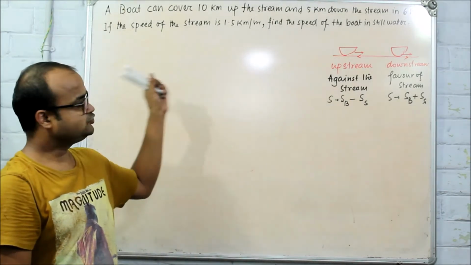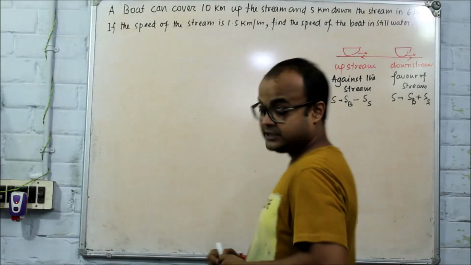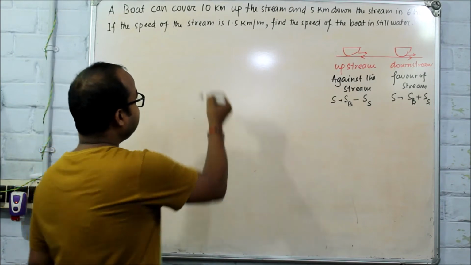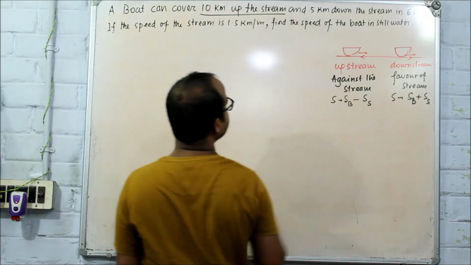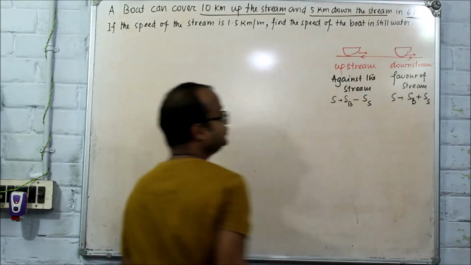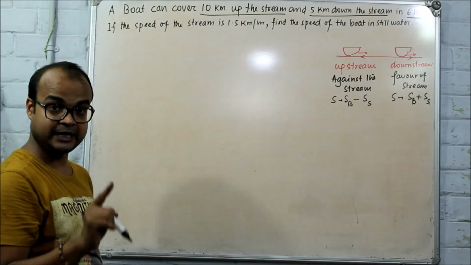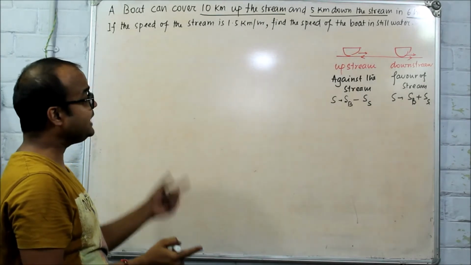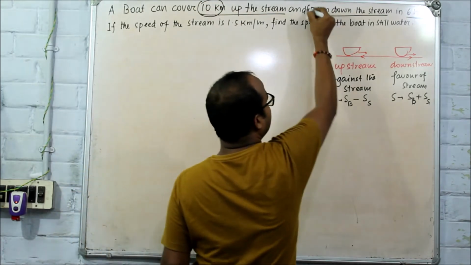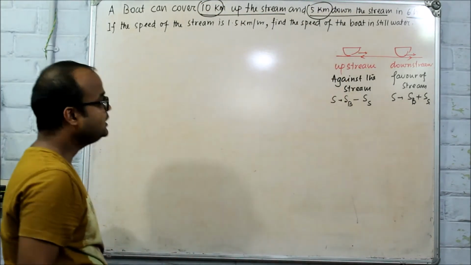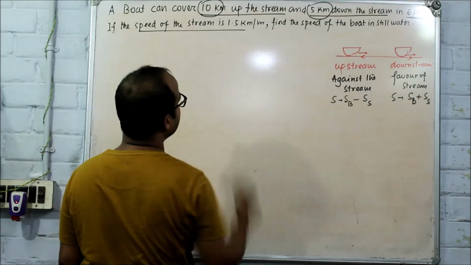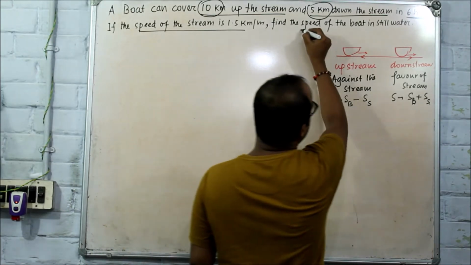Now let us solve this problem. Now it is given that a boat can cover 10 km up the stream and 5 km down the stream in 6 hours. So 6 hours is the total time taken by the boat to cover 10 km upstream and 5 km downstream. Clear? So now here the speed of the stream is given as 1.5 km per hour and we have to find out the speed of the boat.